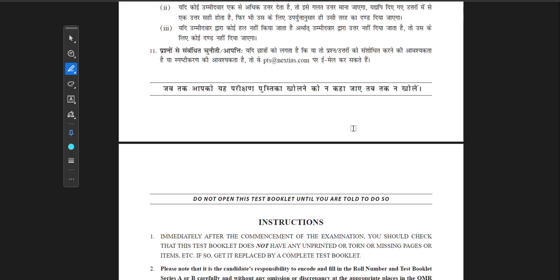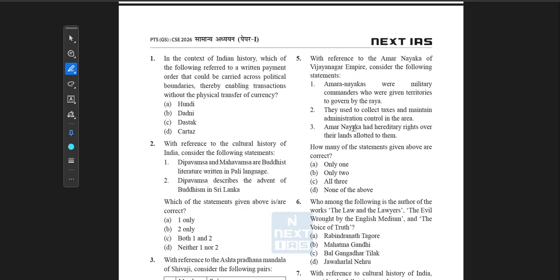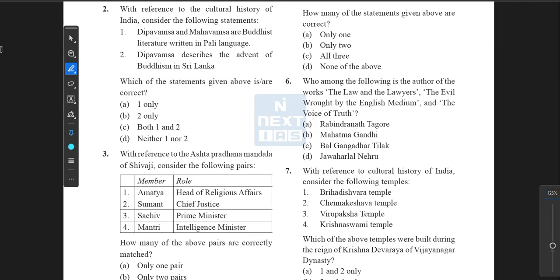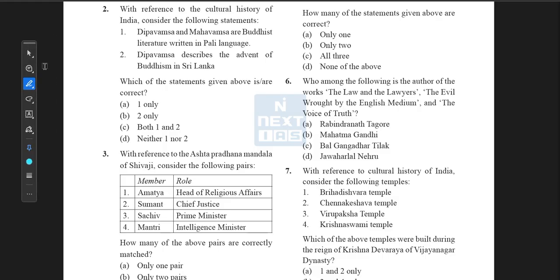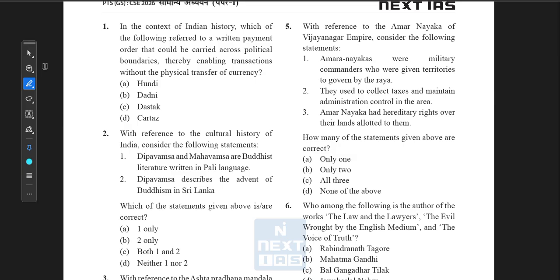Okay, so we'll discuss one by one. The questions are provided in both languages, Hindi and English, but we are going to solve in English only. Let us see the first question. In the context of Indian history, which of the following refers to a written payment order that could be carried across political boundaries, thereby enabling transactions without the physical transfer of currency?